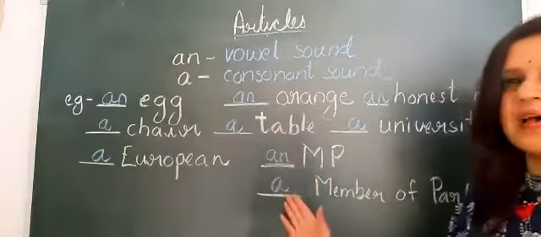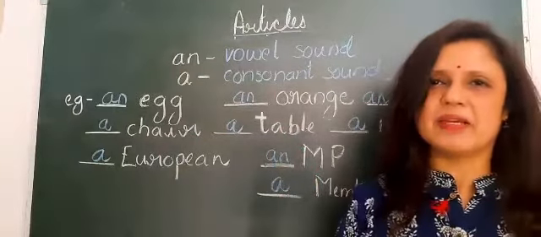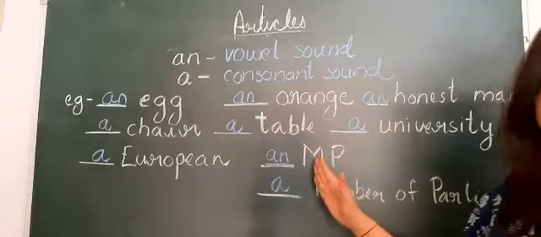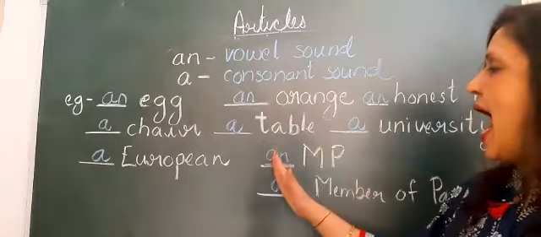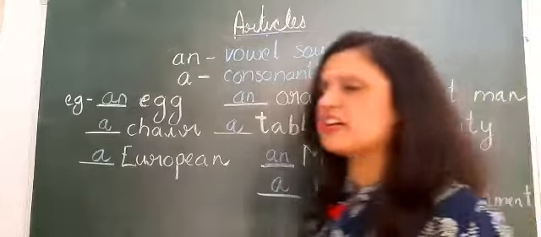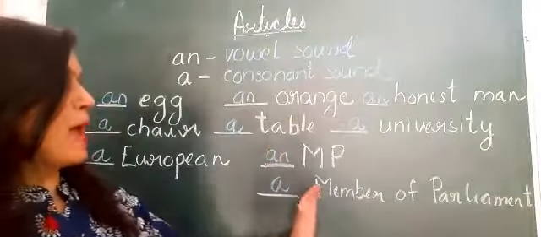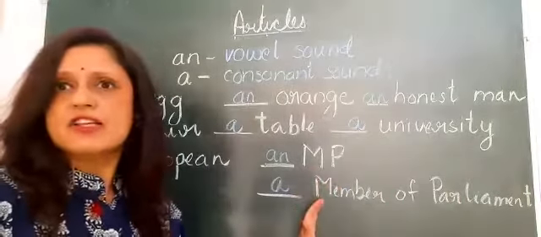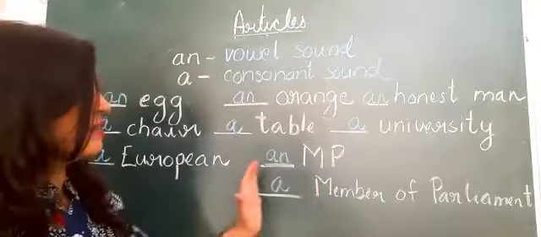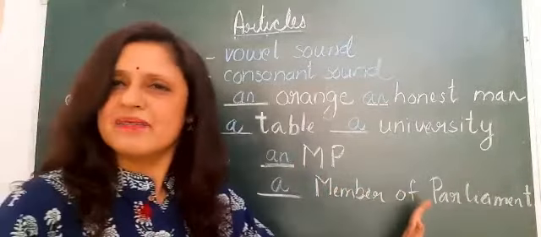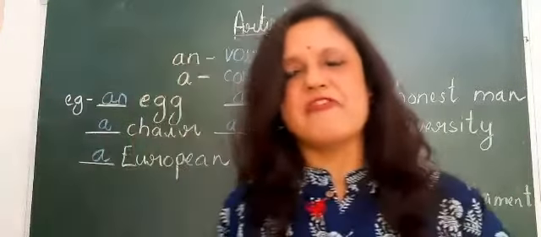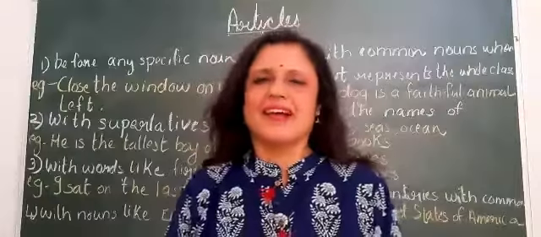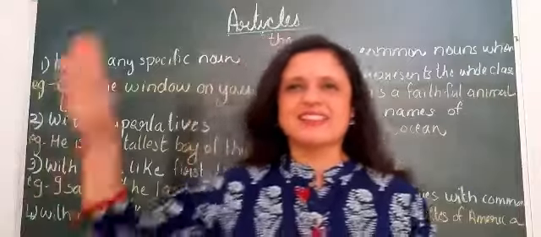Now with this example, the concept is going to be completely clear. See, an MP. The sound is not of M coming. Here is the full form of it, Member of Parliament. So here the sound coming is of M, which is a consonant sound. Therefore, a Member of Parliament. I hope now we are very clear when to use a and when to use an. So now let's move on to the article the.